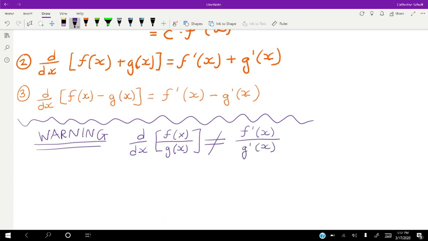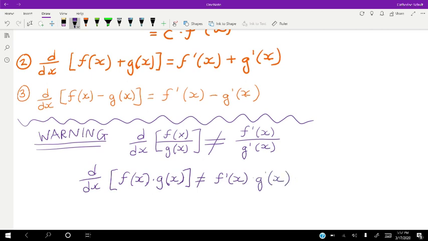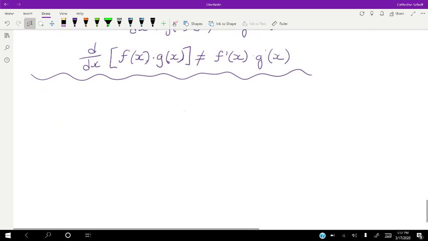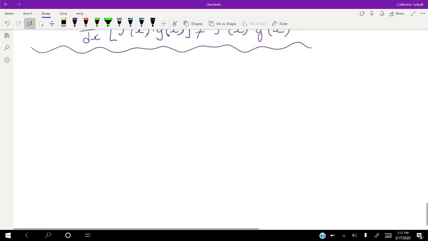Okay, and then likewise, if we were taking the product, we're not allowed to take the derivatives of each function and then multiply them. Okay, so that's that. So don't do those. We'll learn rules for the quotient and the product soon enough. All right, so let's do some practice. Let's practice finding some derivatives.